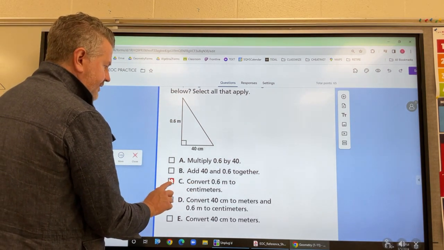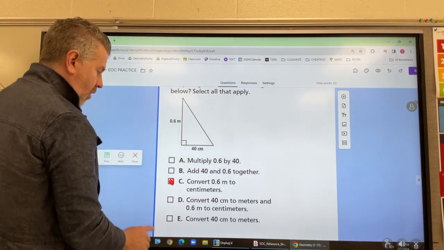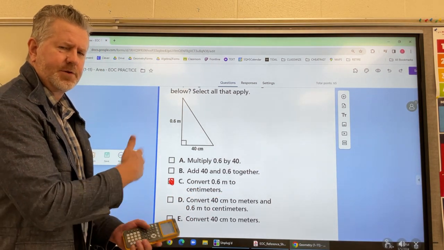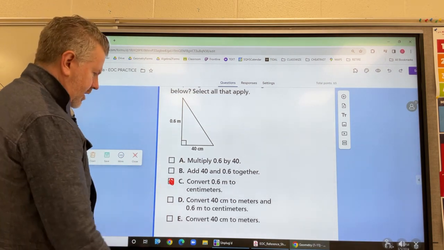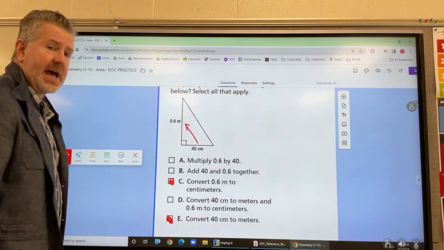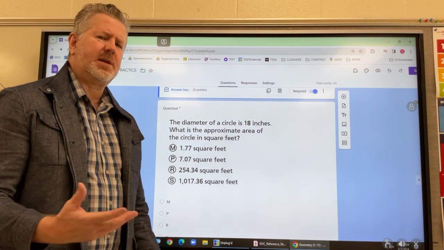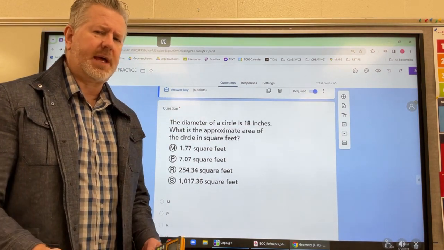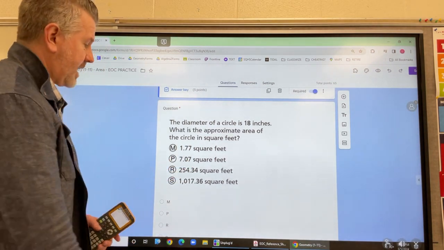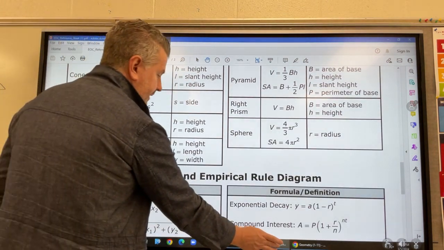Convert 0.6 meters to centimeters. That'll work. That way this would be in the same units as that. Or we could convert 40 to meters. No, if we converted one to the other and then the other to the one, we would end up right back where we started. So let's convert 40 centimeters to meters. Either one of those would be a good first step because we need the same units. Again, I don't know if all these strange problems with different units are on the EOC like this, but it's still great practice and a great reminder how to use these formulas, which for the most part are on your EOC reference sheet this year.